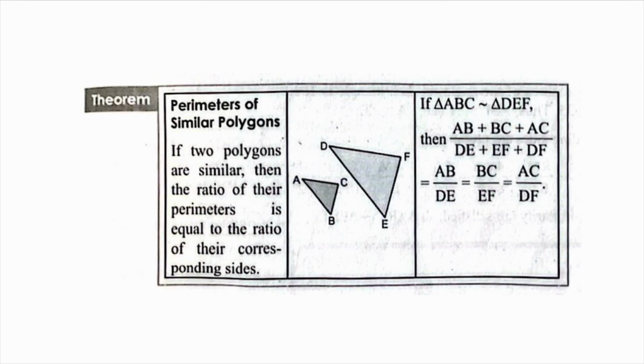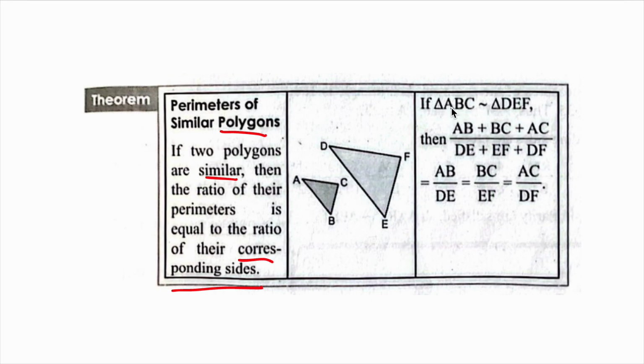Okay? So as we move on, we just establish a theorem for this topic. The perimeter of the similar polygons: if two polygons are similar in nature, then the ratio of their perimeters is equal to the ratio of their corresponding sides. Okay, the ratio of the perimeters, like we did earlier, is equal to their corresponding sides. For example, itong triangle na 'to, yung ratio ng perimeter nila ay parehas lang din sa kanilang corresponding sides.